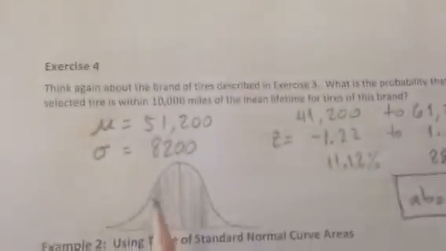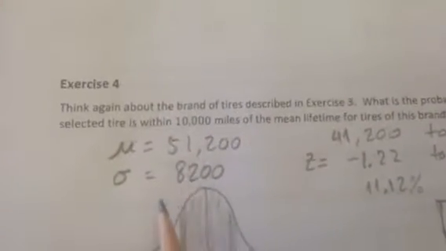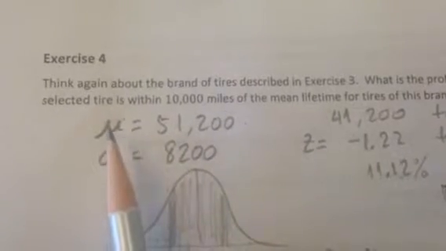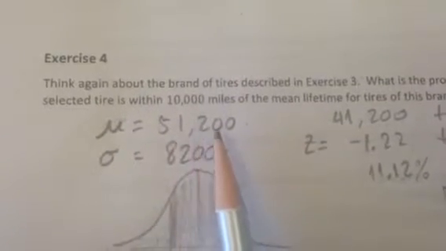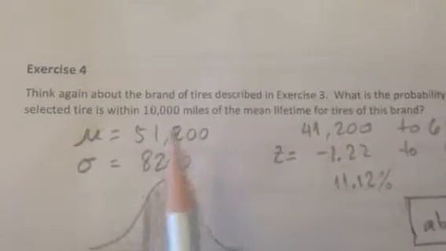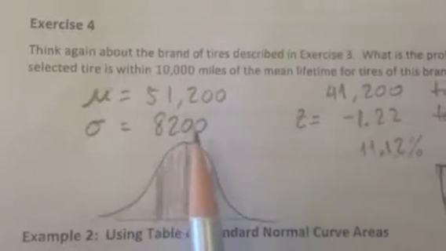understand. So the next one I'm going to do, and the last one I'm going to do on this, is this problem right here for number 4. And this is one about the car tires. In the car tire problem, they tell you that the mean, that's this little Greek symbol here, is 51,200 miles. That's the mean lifetime of this particular brand of tires. The standard deviation for that data set is 8,200.